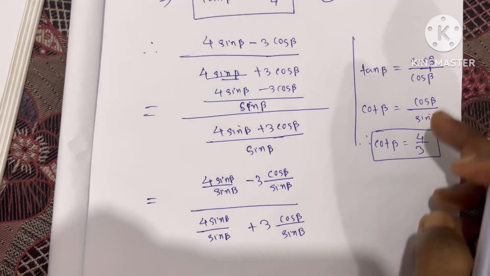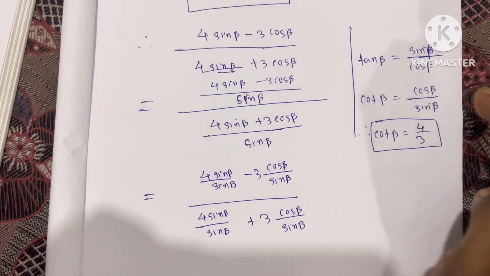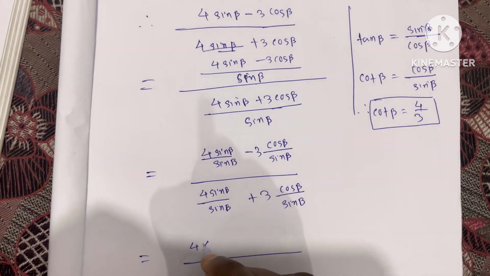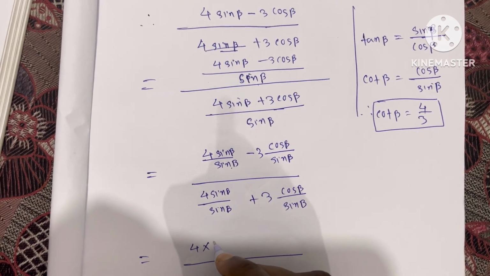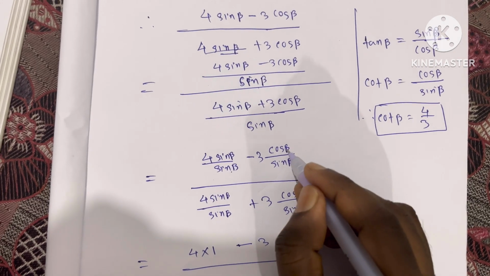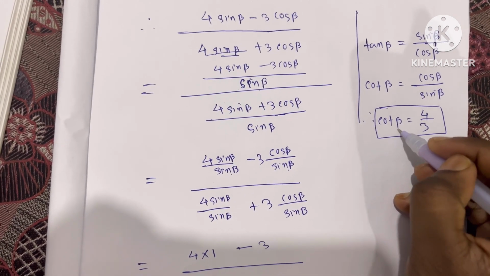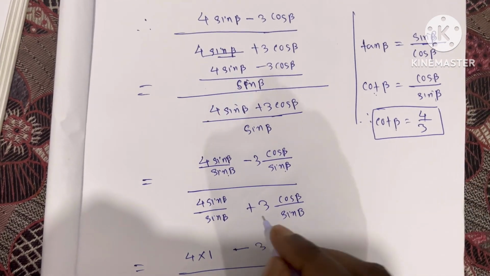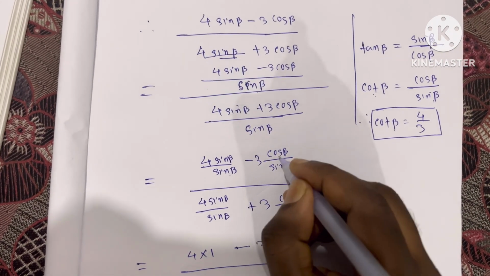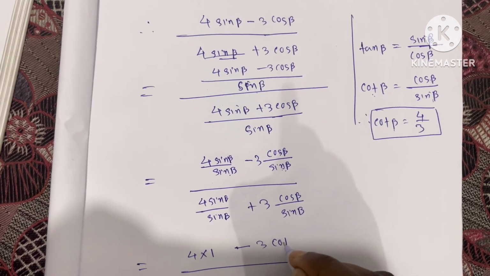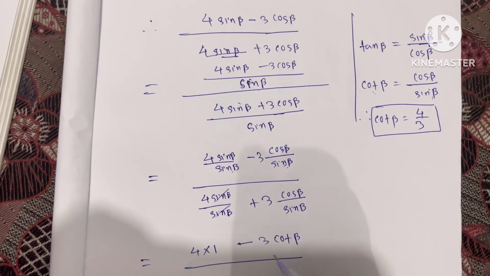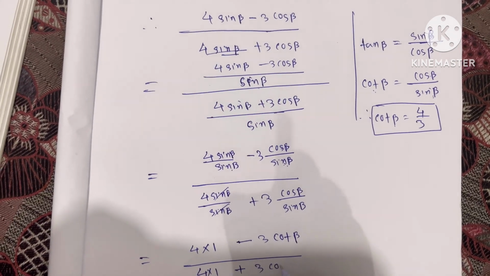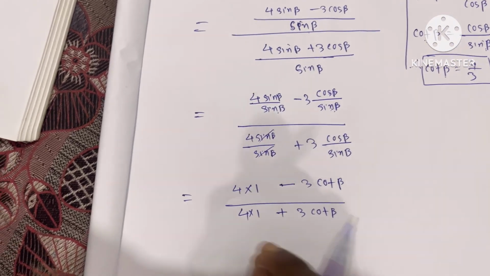As you know, sin beta by cos beta is equal to tan beta, and cos beta by sin beta is equal to cot beta. So we can write 4 into sin beta by sin beta, which is 1, so 4 into 1, minus 3 into cos beta by sin beta, which is cot beta. Cot means cos by sin, so in place of cos beta by sin beta we can write cot beta. Then sin beta cancels, so here also write 1: 4 into 1, plus 3 of cot beta, is it not?